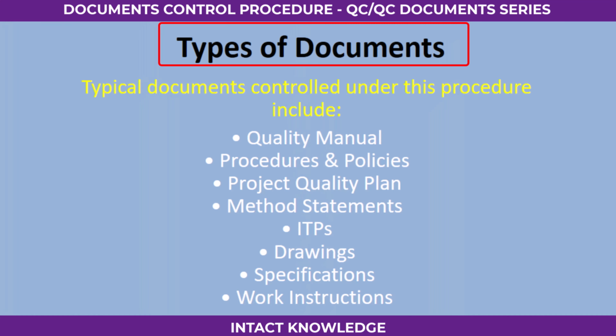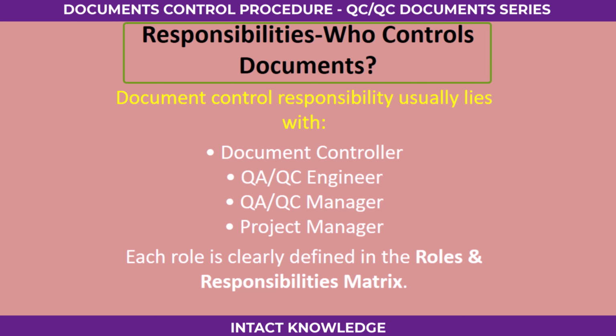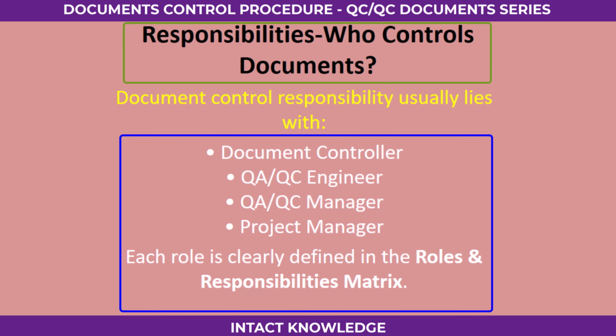Types of documents. Typical documents under this procedure include quality manual, procedures and policies, project quality plan, method statements, ITPs, drawings, specifications, work instructions. Who controls documents? Document control responsibility usually lies with document controller, QAQC engineer, QAQC manager, project manager. Each role is clearly defined in the roles and responsibilities matrix.